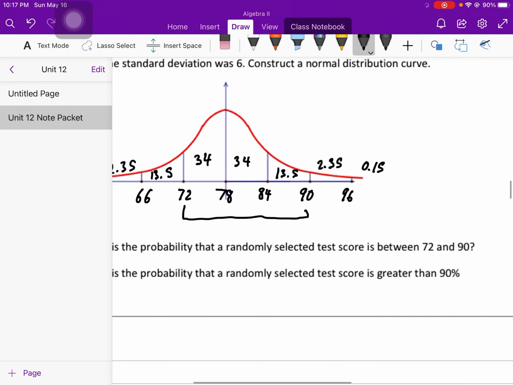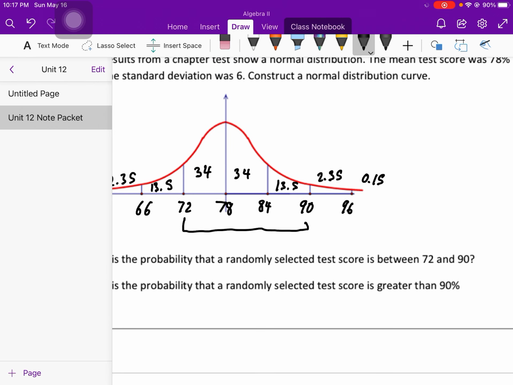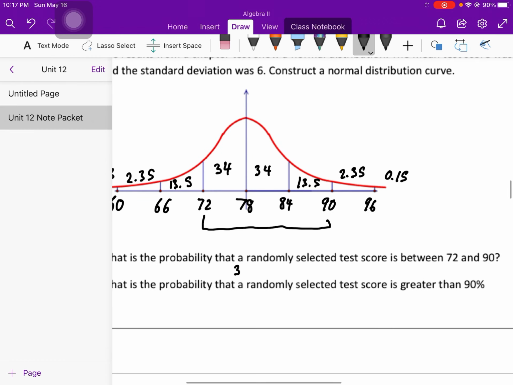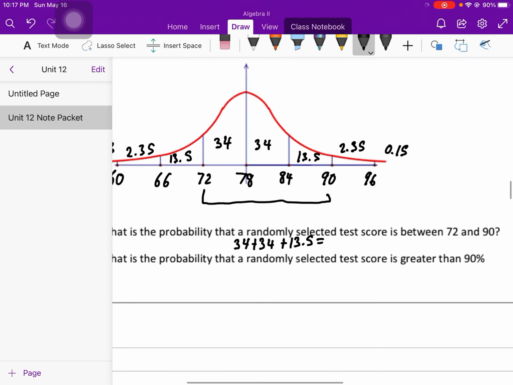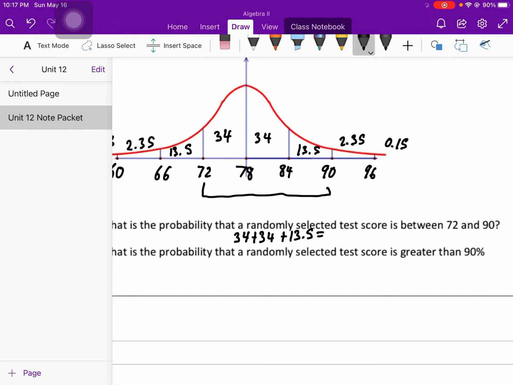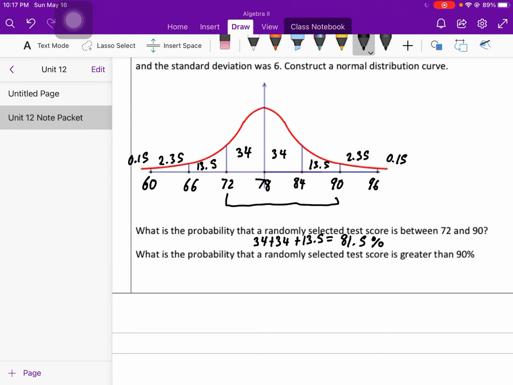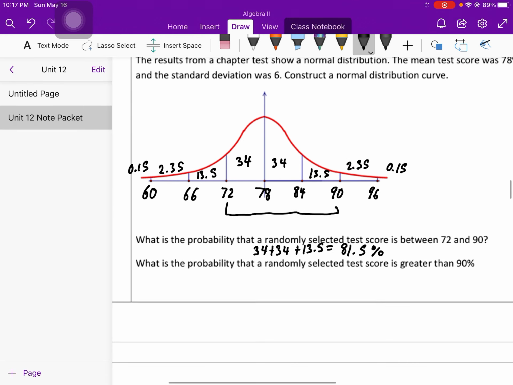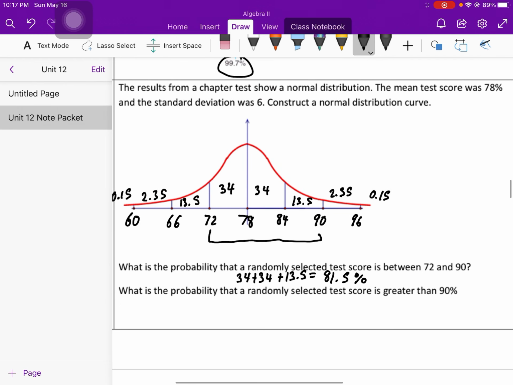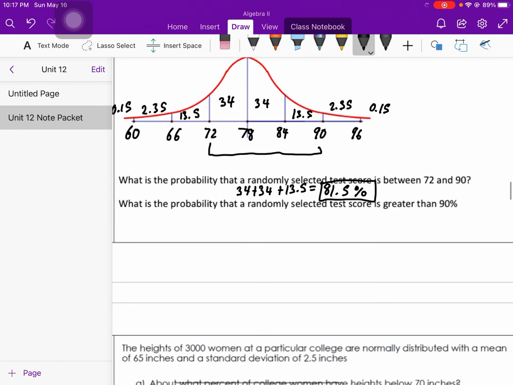Since we're going between 72 and 90, we just want to add up all the percentages in between those. So it's going to be 34 plus 34 plus 13.5, and this comes out to be 81.5%. That's a pretty strong chance that a randomly selected score, that we just pick out of a certain pile of tests, would have an 81.5% chance of being within that range.